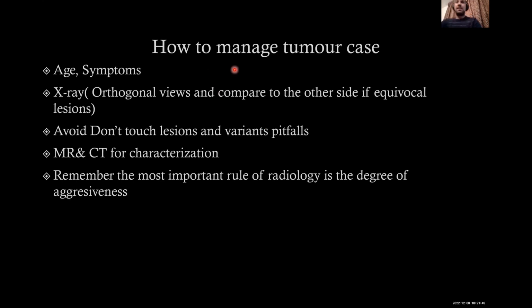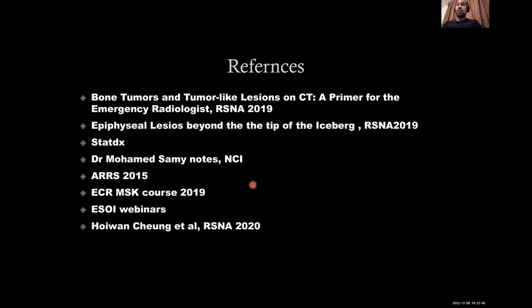How to manage a tumor case: age, symptoms, X-ray, orthogonal views, avoid, don't touch lesion and variants, bone scan, MRI and CT for characterization. Remember, the most important role of radiology is the degree of the aggressiveness. These are the references of my lecture. I hope you are happy with this lecture. I know that this is a long lecture, but try to listen and read the presentation. I think I spent 3 weeks stuck to my chair to make this presentation.